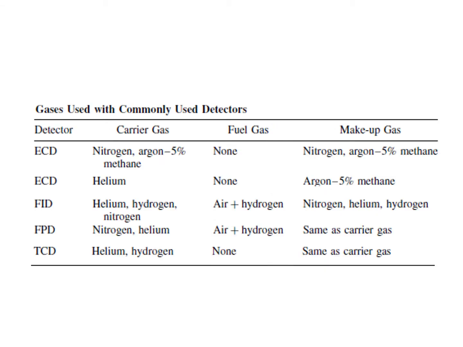Okay class, now these are the gases commonly used for the common detectors. For example, ECD: the carrier gas will be nitrogen, or argon with 5% methane. Another type of ECD uses a helium carrier gas. As for the FID, the carrier gas will be helium, hydrogen, or nitrogen as well. As for the fuel gas, air and hydrogen; makeup gas is usually nitrogen, helium, or hydrogen, or the same as the carrier gas. So these are the common gases used in the commonly used detectors.